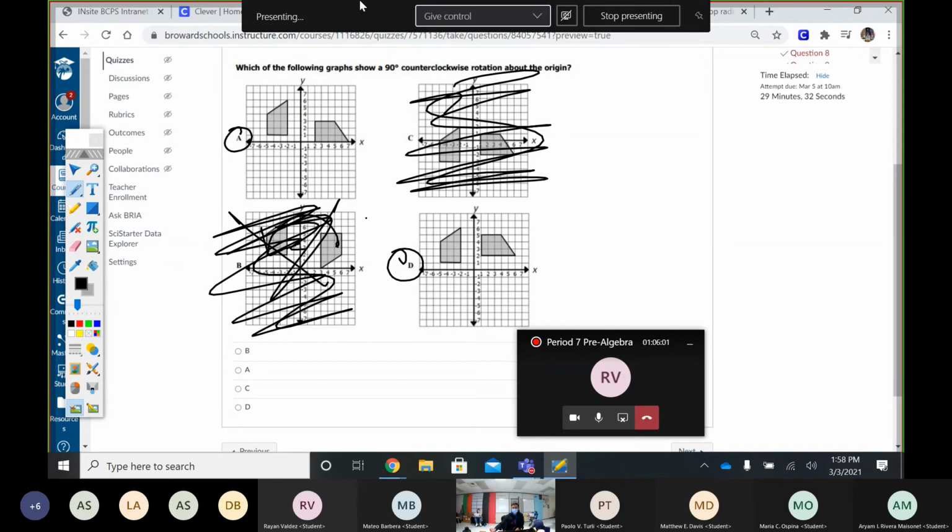It's D. No, it's D, because if you did it 90, it would be standing up. Look, they're both on their sides, and now they're both standing up. B. But why is that one the correct one? It sounds like you're just taking a guess.